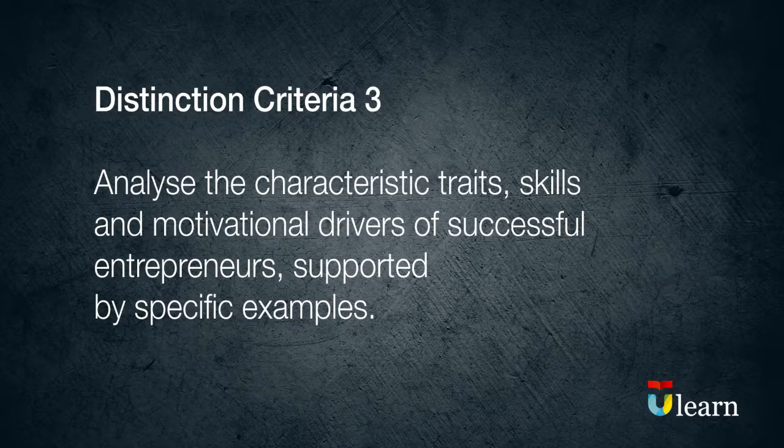Distinction criteria 3 asks you to analyze the characteristic traits, skills, and motivational drivers of successful entrepreneurs supported by specific examples. So this really builds on the pass criteria 5, which asks you to identify traits and skills of successful entrepreneurs. Now you need to go into more depth. You also need to analyze their motivational drivers and include specific examples of successful entrepreneurs which support your analysis.